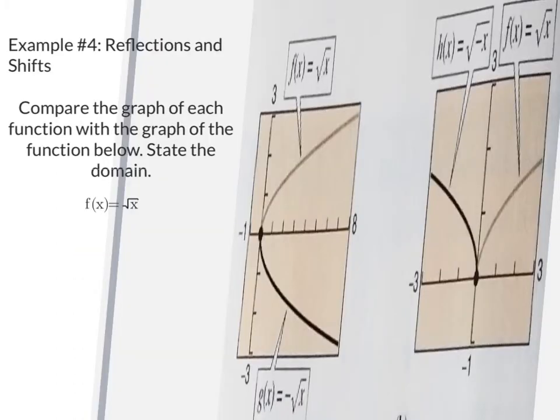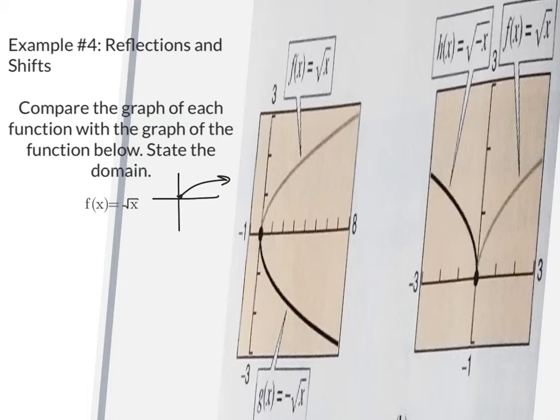Okay, these are terrible graphs. I do apologize. They just didn't transfer very well. But anyways, it says for us to compare the graph of each function with the graph of the function below, state the domain. So the original graph of this function is the square root of x. And the square root of x, remember I said, is like lift off. So it starts at the origin and then it lifts off that direction.